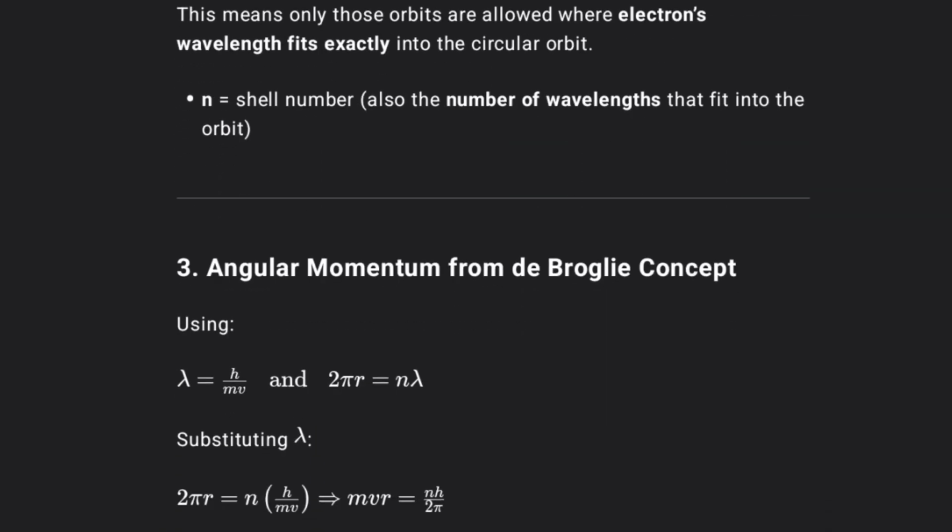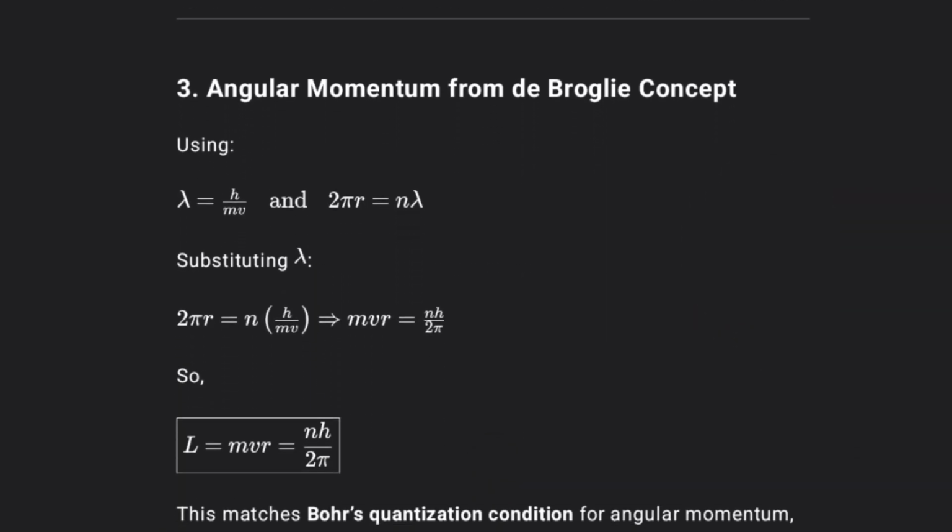3. Angular momentum from the de Broglie concept. Using λ = h/mv and 2πr = nλ, substituting λ, 2πr = nh/mv. So mvr = nh/2π. This matches Bohr's quantization condition for angular momentum, showing de Broglie's idea supports Bohr's model.